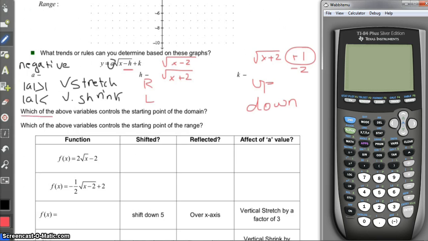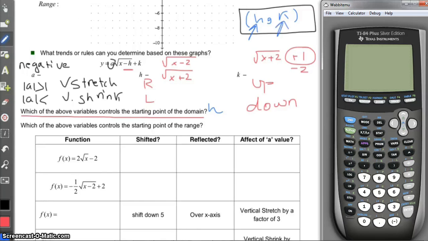Now, let's move on to the first question. Which of the above variables controls the starting point of the domain? Every time I'm going to write over here, so I'm going to make a box. Every time you draw a radical function, there will always be a starting or end point. We decided to call it an endpoint, (h, k). Now the domain depends on the h, and the range will depend on the k.